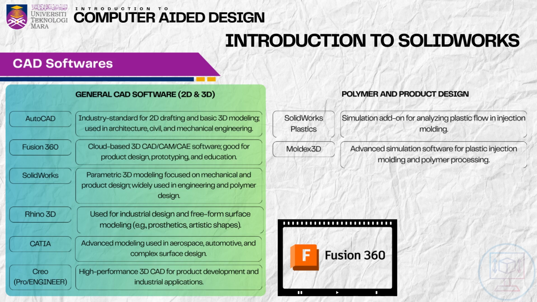Our main focus in this course, however, is SolidWorks. SolidWorks is a powerful parametric 3D modeling software that is especially popular in mechanical and product design. It is feature-based and highly intuitive, allowing users to create precise models with design intent in mind. Its wide adoption across engineering industries, including polymer technology, makes it an essential tool for anyone working in modern product development. The software also supports simulations, assemblies, and detailed 2D drawing generation, making it a comprehensive solution for design and documentation.